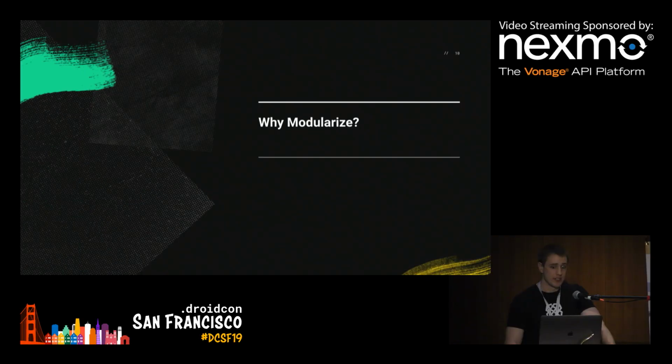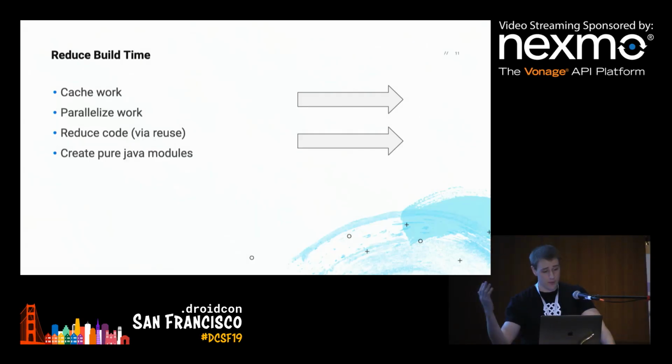So why should we do this? Number one, like I said, we'll reduce our build time because we'll be able to cache work. So if there's a module that doesn't change, Gradle can hold on to it and just reuse that build artifact. This will allow us to parallelize work, including running unit tests. We can reduce code. So if there's a module that is a core functionality that's used across different projects, different features, you can just reuse that directly.